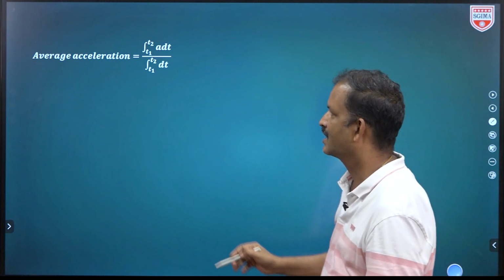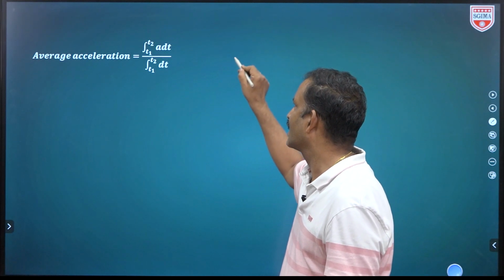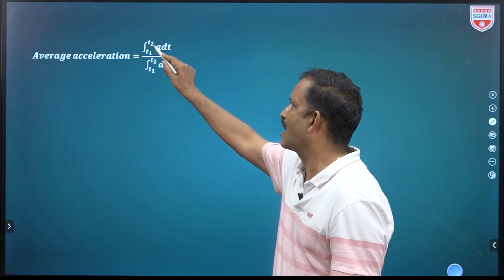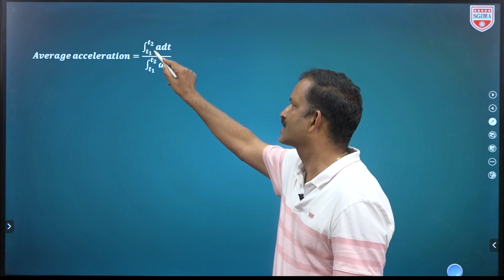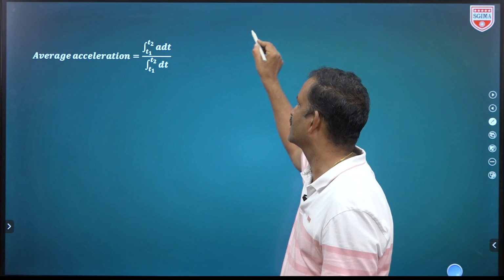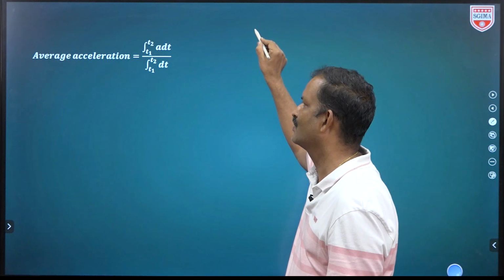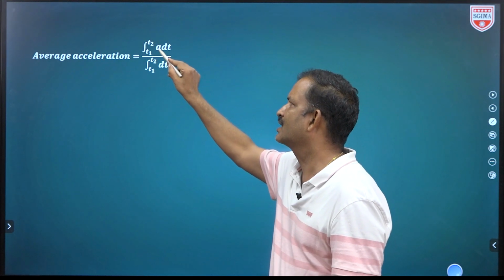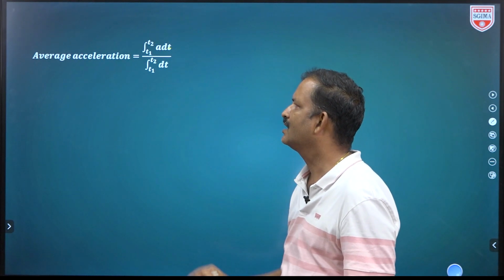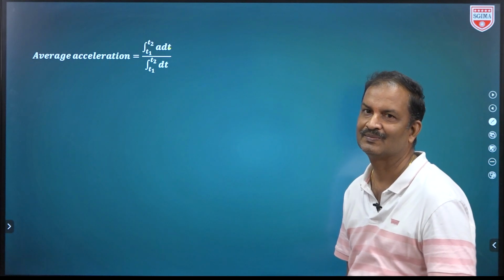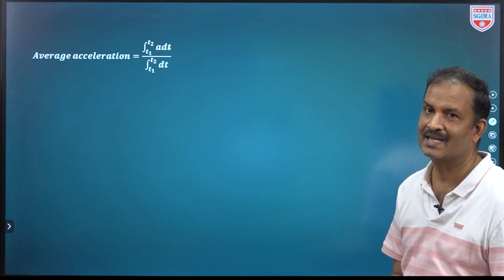Average acceleration. Average velocity is integral of v dt by integral of dt, similarly average acceleration is integral of a dt by integral of dt from t1 to t2. Average acceleration.